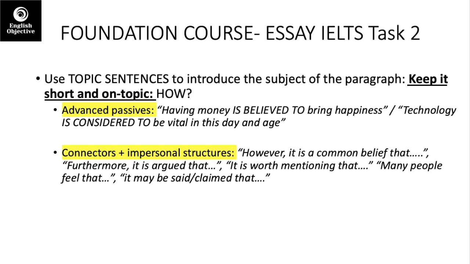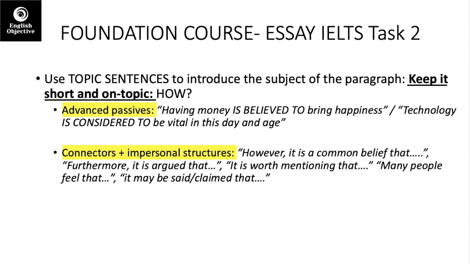Another way to build your topic sentence would be with a connector at the beginning and then an impersonal structure. Obviously, this is like in the second paragraph of your body when you are contrasting or adding more information, like furthermore or however. If not, just the first paragraph in your body would be with an impersonal structure.